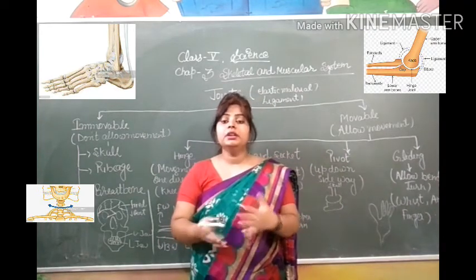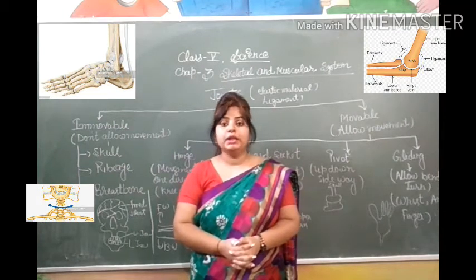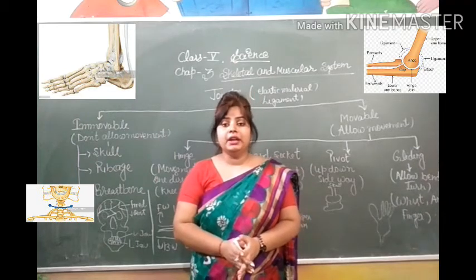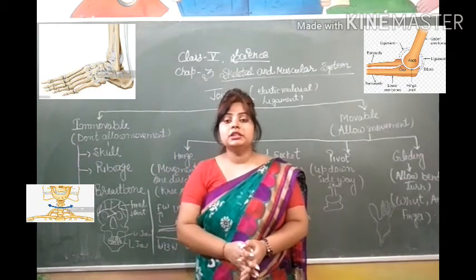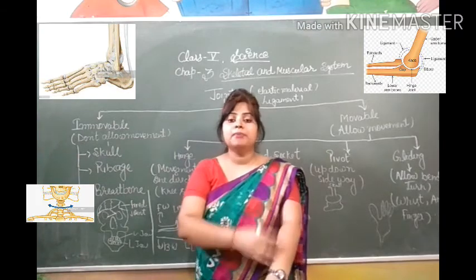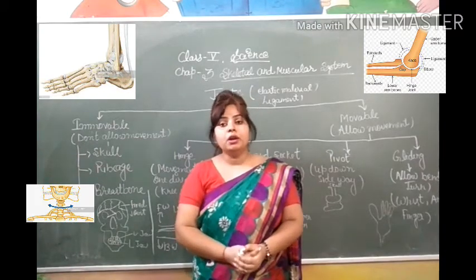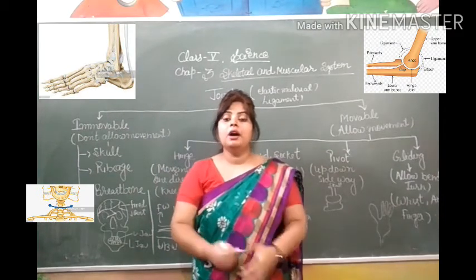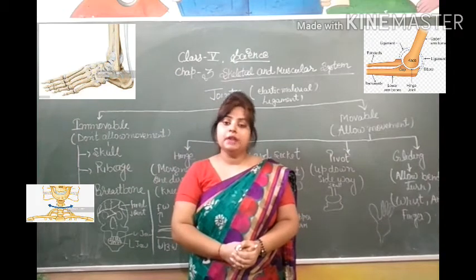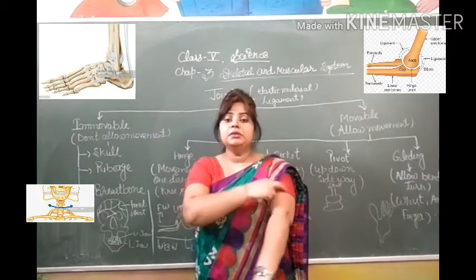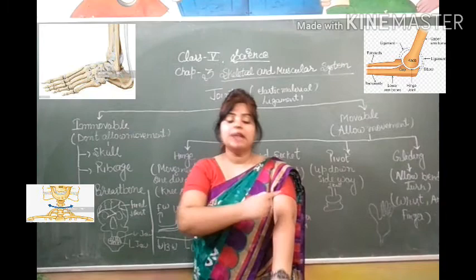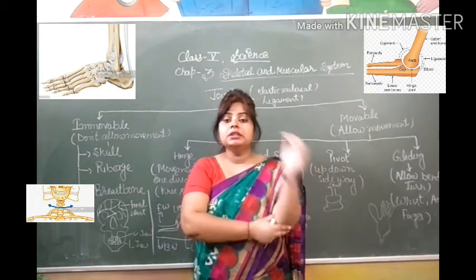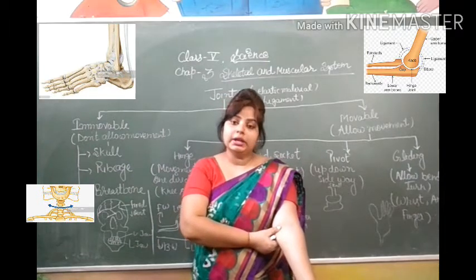A joint is where two bones are joined together. All of you know very well, in the previous class I explained the limbs, upper arm and lower arm. The upper arm has the humerus bone and the lower arm has the radius and ulna. In between the humerus and the radius and ulna, there is a small gap. This gap is filled by the joint.